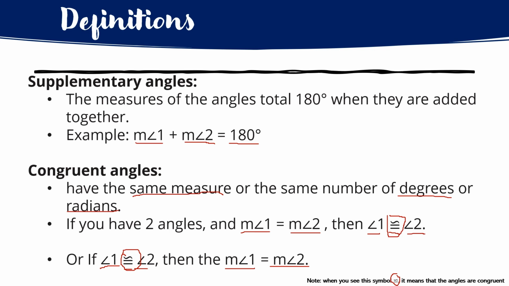Okay, hopefully that's clear. So supplementary angles, two angles whose total equal 180. Congruent angles, angles that have the same exact measure. So that means that the measurement of angle 1 should equal the measurement of angle 2, and that would make them congruent as shown by this symbol. And if you're also told in a problem that angle 1 is congruent to angle 2, then you know that the measurement of angle 1 is equal to the measurement of angle 2. And again, the symbol for something being congruent is this equal sign with a tilde or wavy line over it. All right, let's keep going.